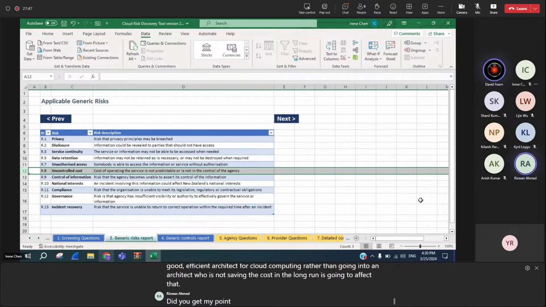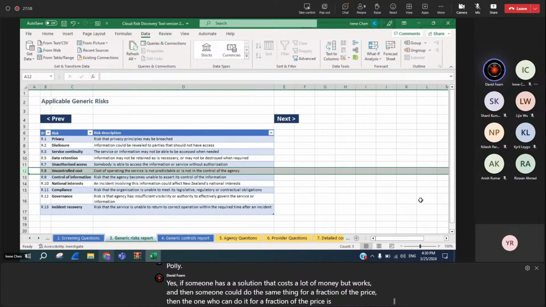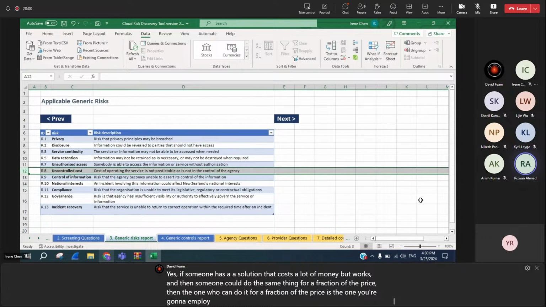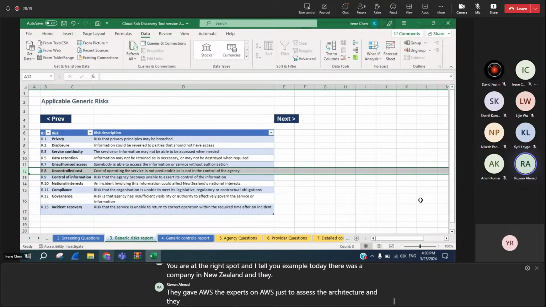Yep. If someone has a solution that costs a lot of money but works, and then someone can do the same thing for a fraction of the price, then the one who can do it for a fraction of the price is the one you're going to employ. Yeah, that's correct. You are at the right spot. And I'll tell you an example today. There was a company in New Zealand, and they gave AWS, the experts on AWS, just to assess their architecture, and they paid $20,000 for that.